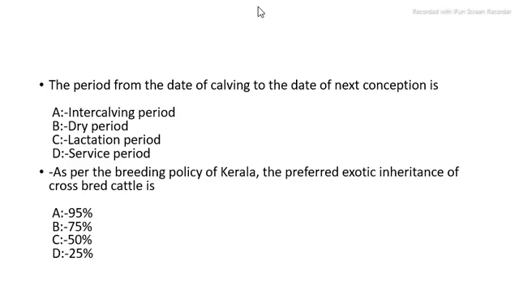Okay. So the second question, as per the breeding policy of Kerala, the preferred exotic inheritance of crossbred cattle is option A 95%, option B 75%, option C 50%, option D 25%. So the correct answer is 50%. So as per the breeding policy of Kerala, the preferred exotic inheritance of crossbred cattle is 50%.